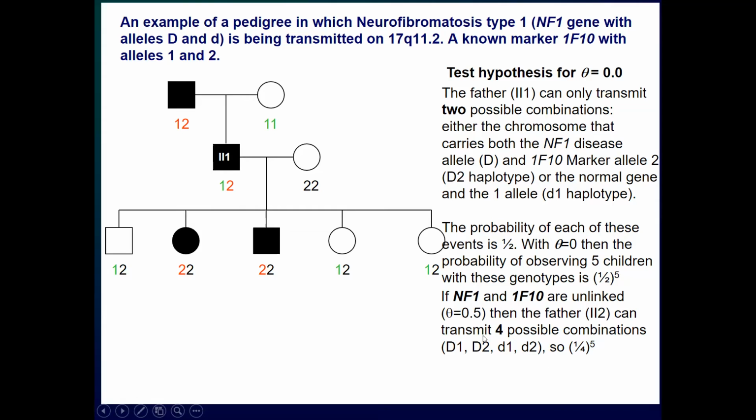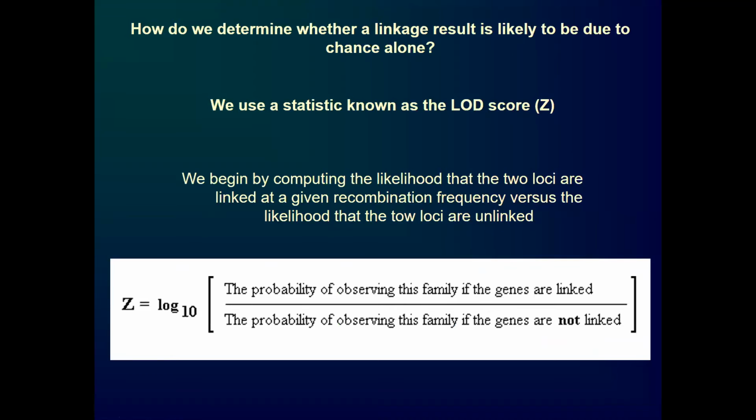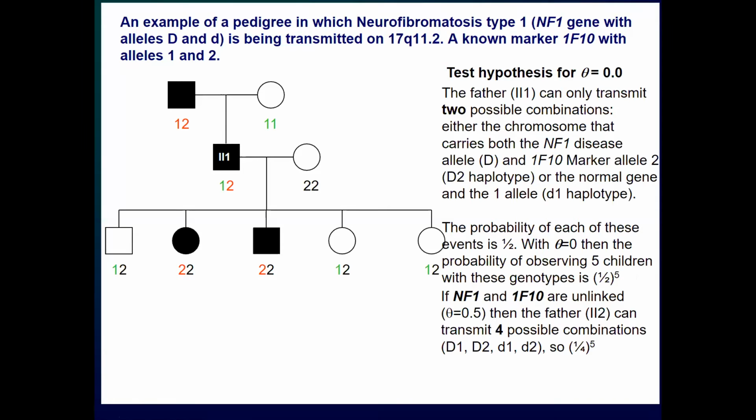4 possible arrangements, 4 possible combinations. So here we have 2 possible combinations, capital D2, small d1, and here we have 4 possible combinations, because if capital D, small d is independent of 1 and 2 of the IF10 marker, then we do end up with 4 possible combinations that could be transmitted.